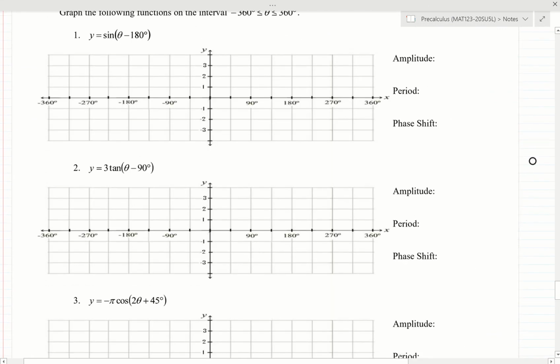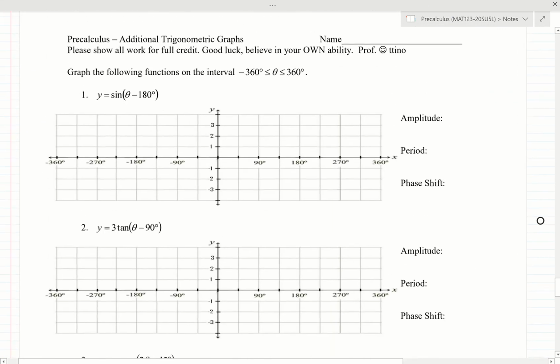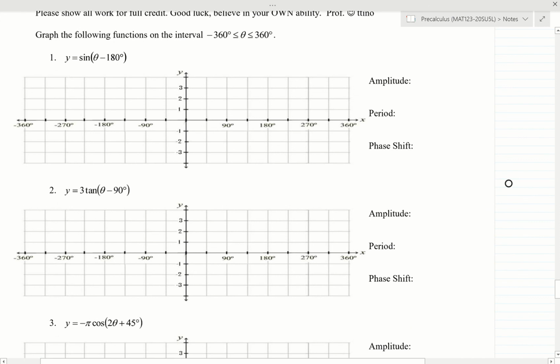All right, now this could be found in the supplemental materials. And let's take a look. So the first three are in degree mode, and the last three are in radians. So to get started, the amplitude for the first one is just 1. There's nothing in front of theta, so our period is the normal 360. And our phase shift would be 180 degrees to the right. I'm going to make a table. I'll just plug these right into my calculator, and then I'll plot them.